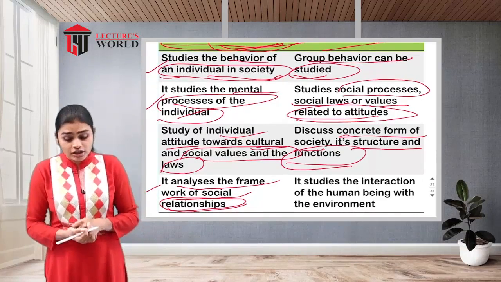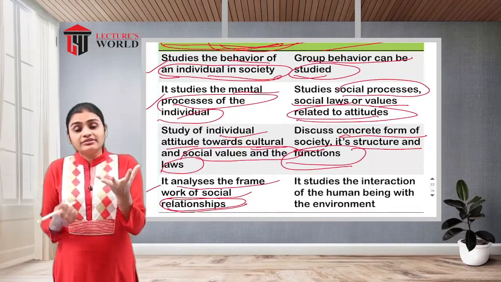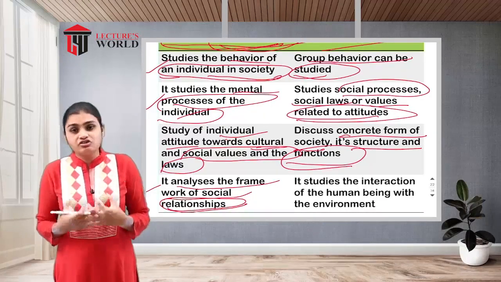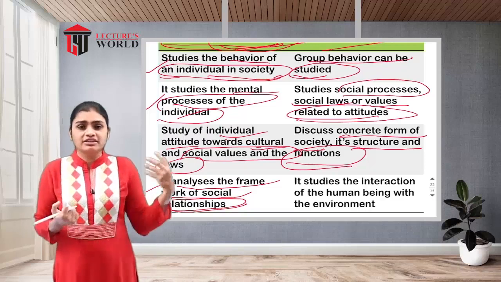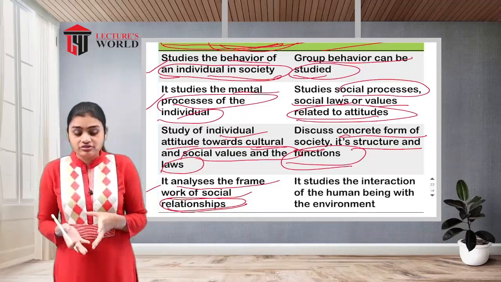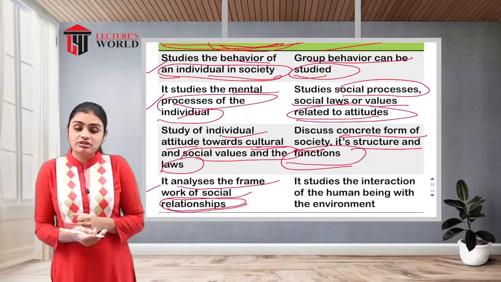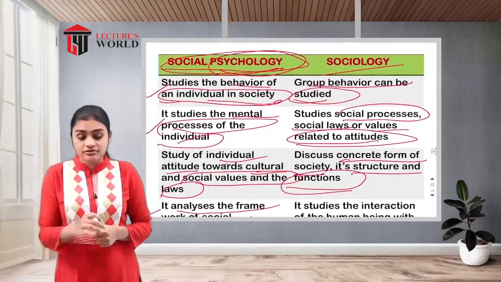Analyzes the framework of social relationship. Social relationships mean the relationship of one individual with the other family members, or the neighbors, or any subordinates or superiors. So that relationship, the framework within which they are working, will be identified under social psychology.